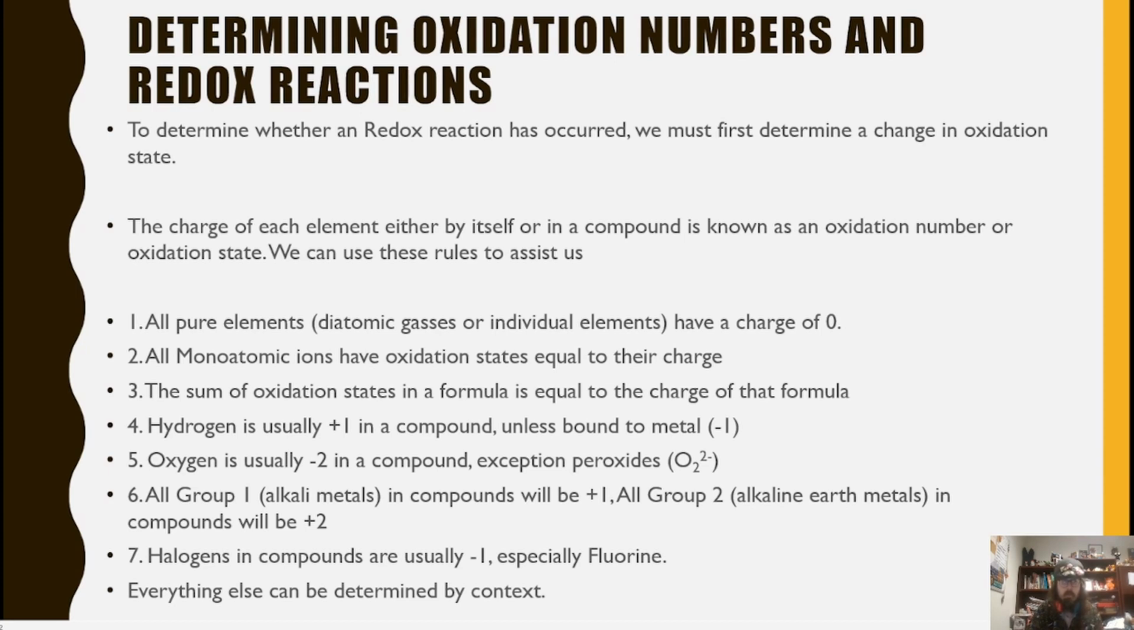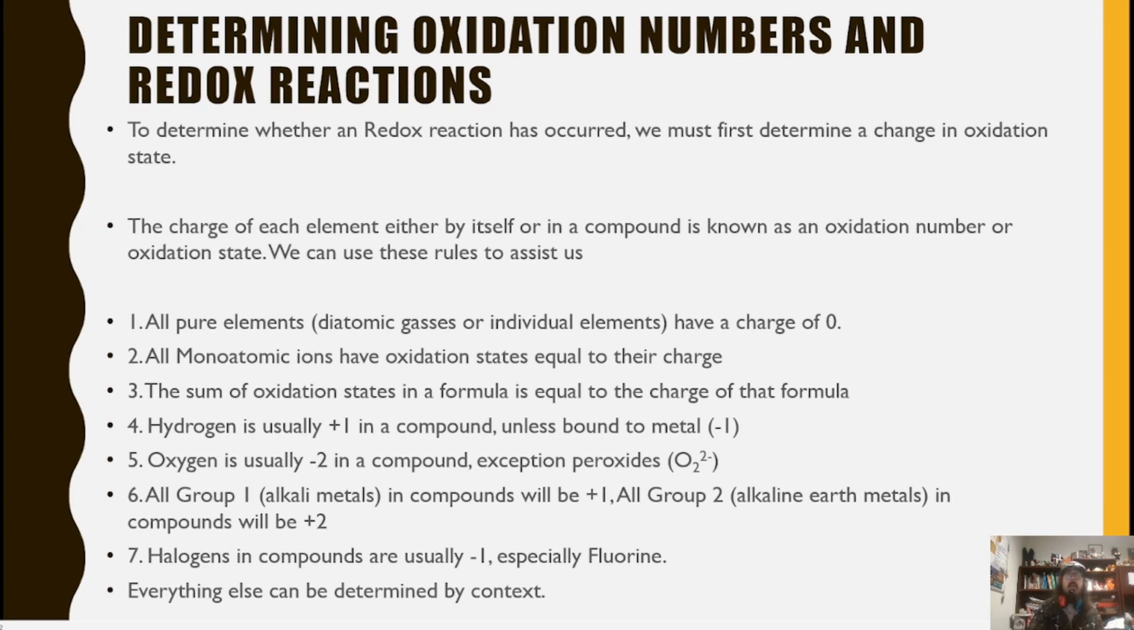All group 1 metals, or alkali metals, will be +1. All group 2 metals in a compound will be +2. Nothing is new here. Halogens, which is group 7, especially fluorine, are almost always -1. The exceptions to this case is in the presence of oxyanions, or where the halogens are the center atom in the Lewis structure. But anytime you have the halogens as a monoatomic, they're almost always -1.